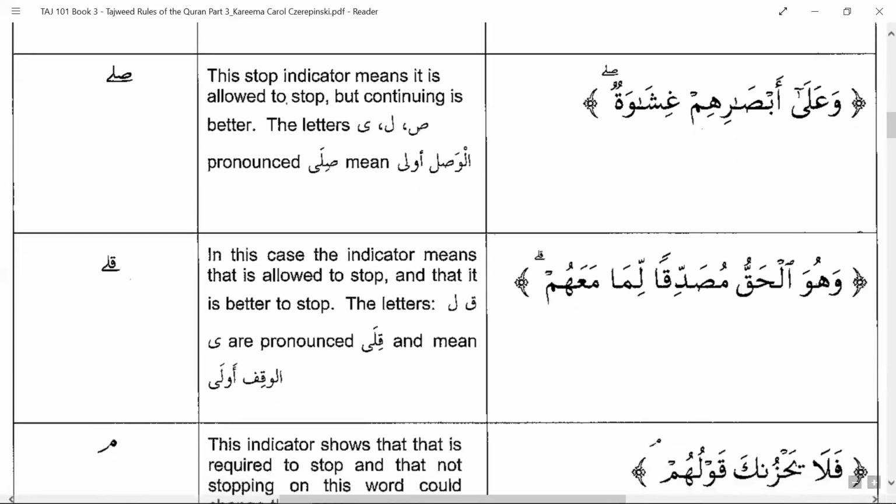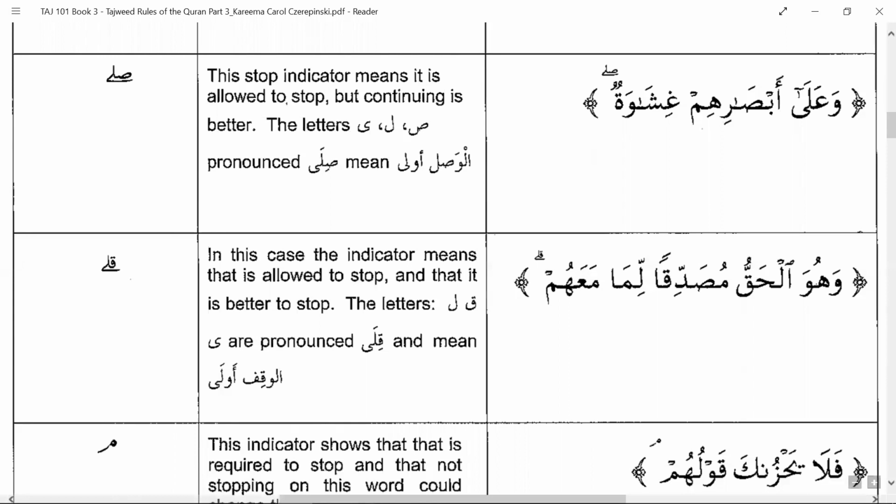Whereas here, Sad, Lam, Ya, they are pronounced as Sila. Sila means al-waslul ula. Wasl means joining, and ula means first, meaning it's the first preference. So continuing is better over here. With the sila sign, you can see the Sad, and with that you can remember wasl. Wasl means join. So when you see sila, you should know that in this place continuing is better, but it's okay if you stop. You're allowed.